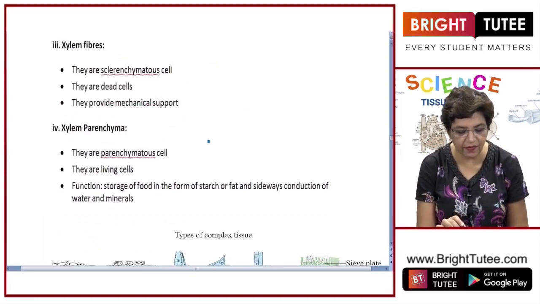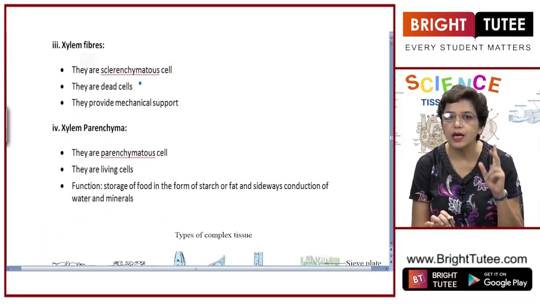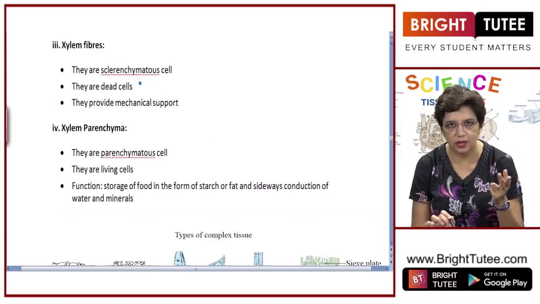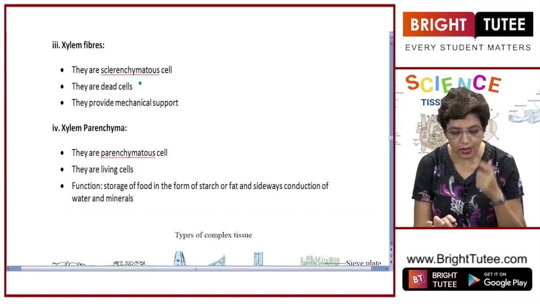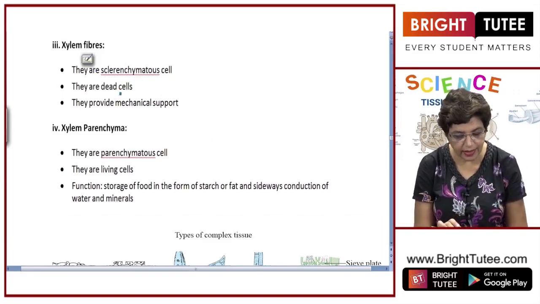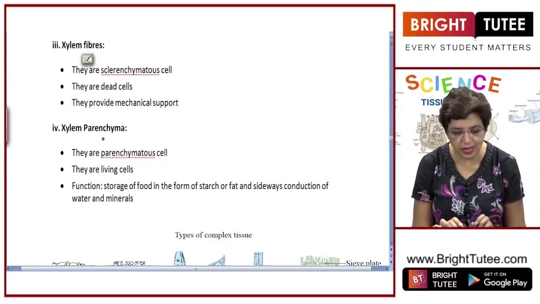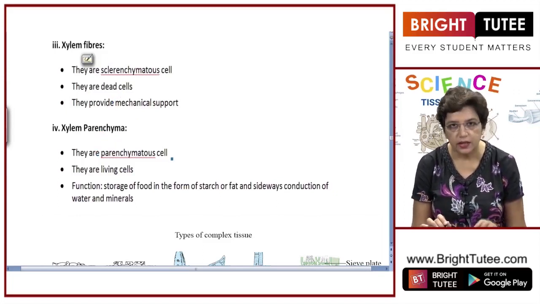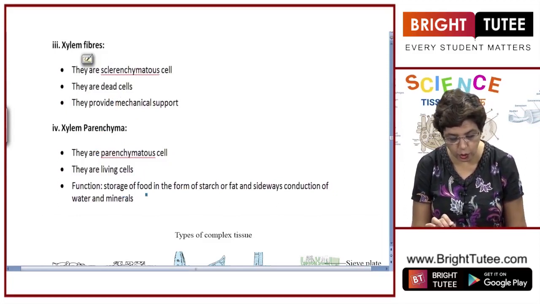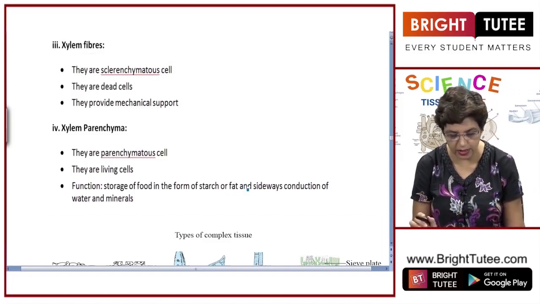Next is xylem fiber. They are sclerenchymatous. I told you in sclerenchyma, they are either fibrous or they are gritty cells. So xylem fiber is made up of sclerenchyma. They are dead cells and they provide mechanical support. The fourth is xylem parenchyma. They are parenchymatous, that means they are living cells and they help in storage of food in the form of starch or fat, and they also help in sideways conduction of water and minerals.